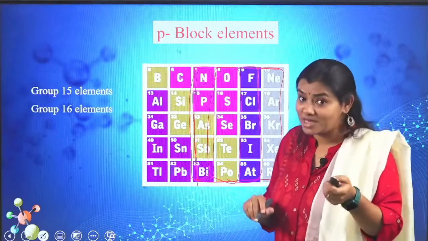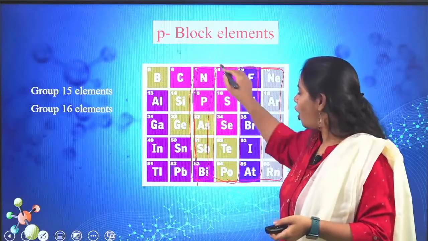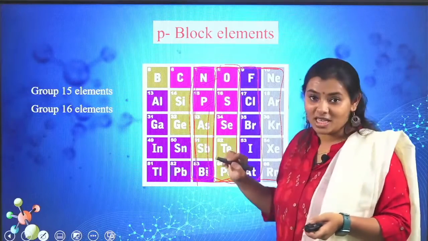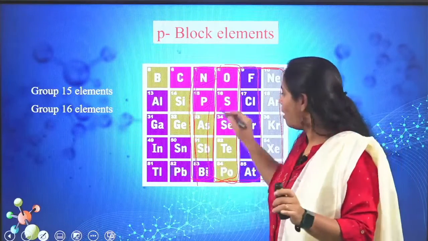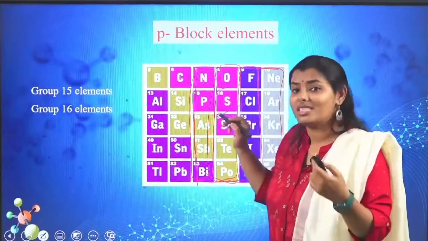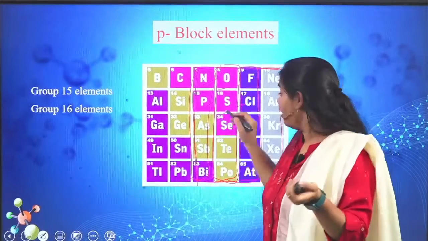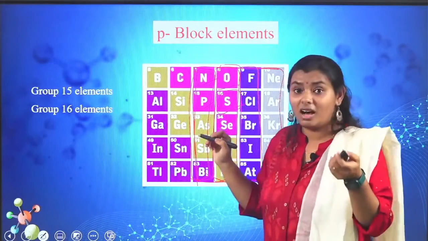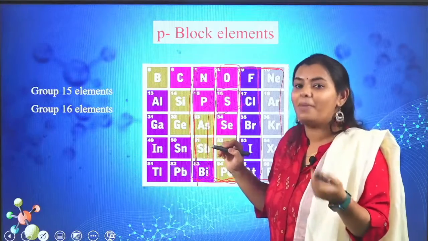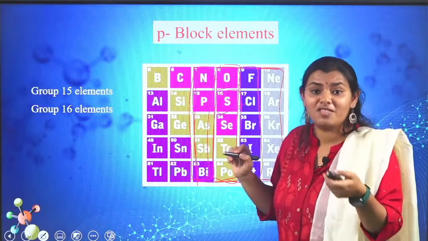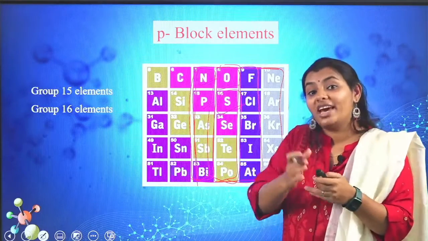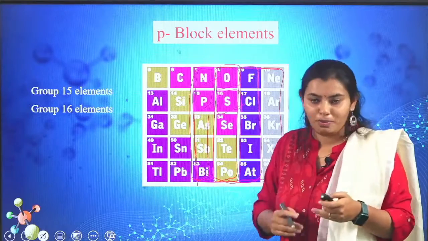The next is group 16 elements, oxygen, sulfur, all of these come under group 16. We will basically be studying oxygen and sulfur, the oxides, where exactly sulfur is present, how we can prepare it, the chemical and physical properties, and the various trends. That also we will be studying.